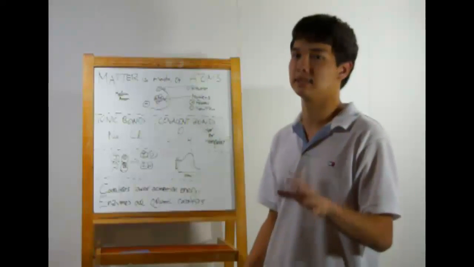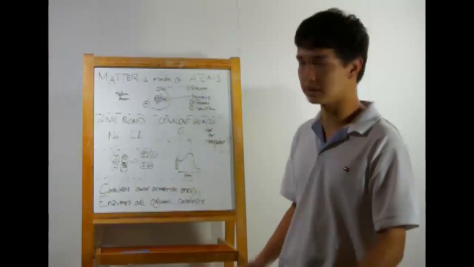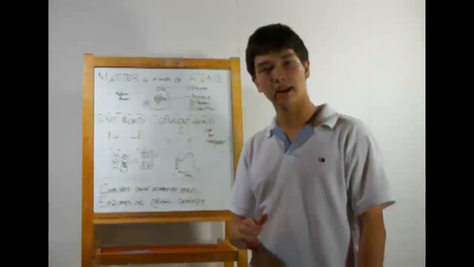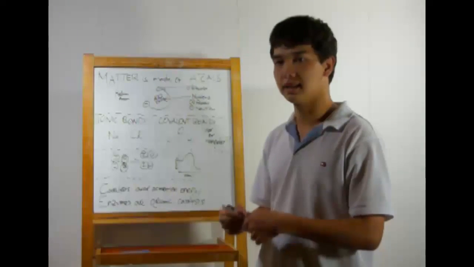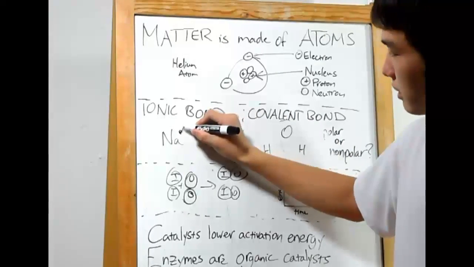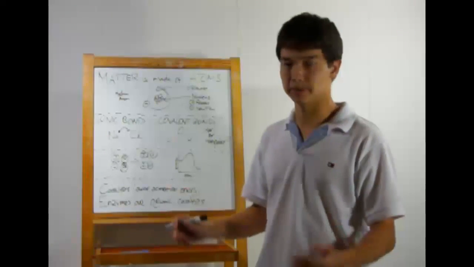The other thing about elements is that they're generally unstable by themselves, and so they'll form bonds to become more stable. The two types of bonds they can form are ionic bonds and covalent bonds. In an ionic bond, electrons will be transferred. Let me show you. Here we have sodium. It will give up an electron and give it to chlorine to make sodium chloride, or common table salt.